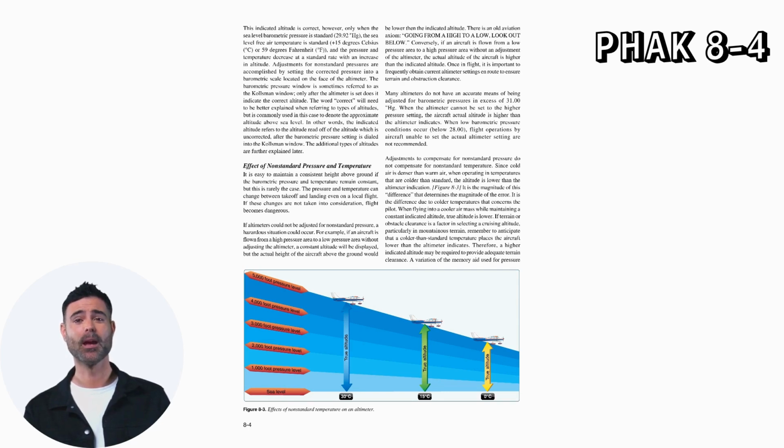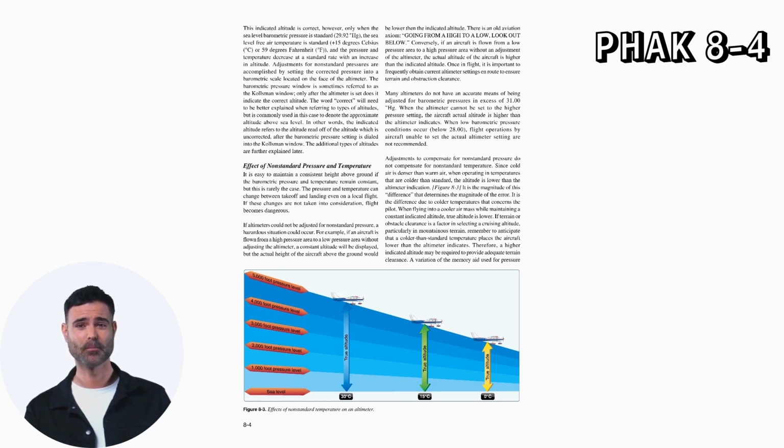For example, if an aircraft is flown from a high-pressure area to a low-pressure area without adjusting the altimeter, a constant altitude will be displayed, but the actual height of the aircraft above the ground would be lower than the indicated altitude. There is an old aviation axiom: going from a high to a low, look out below. Conversely, if an aircraft is flown from a low-pressure area to a high-pressure area without an adjustment of the altimeter, the actual altitude of the aircraft is higher than the indicated altitude.